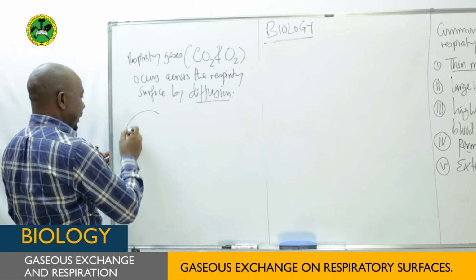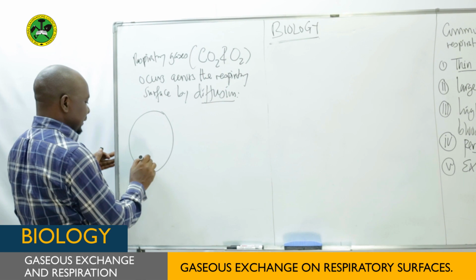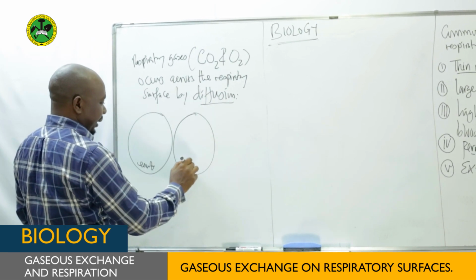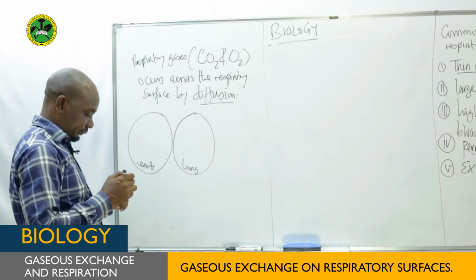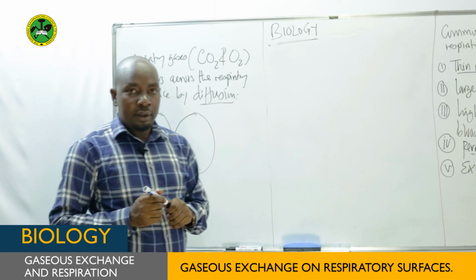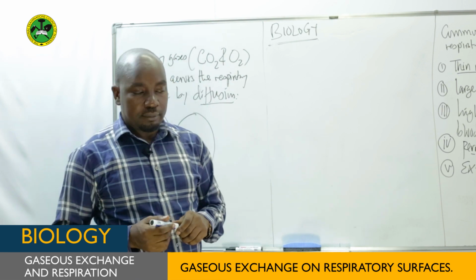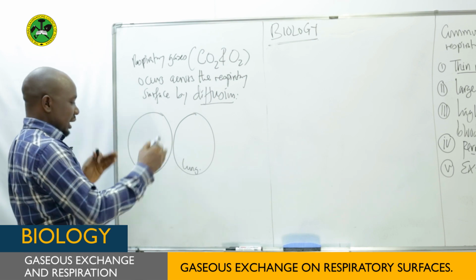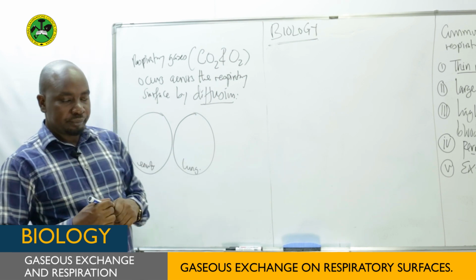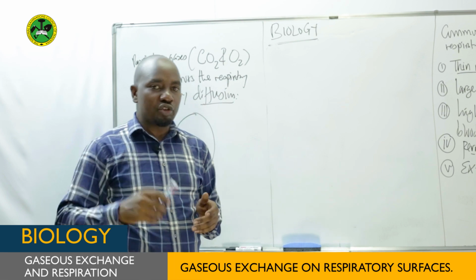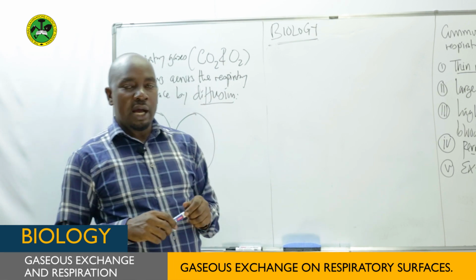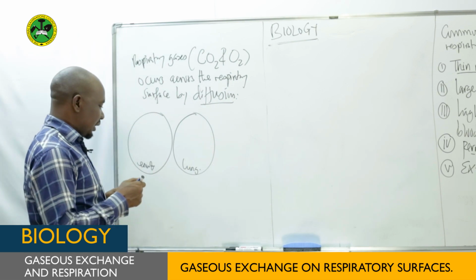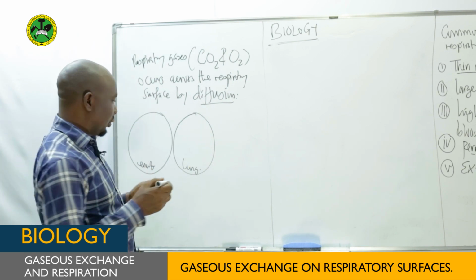Assuming this is the environment, and this is the human lung. The environment, we are talking of the atmosphere. The atmosphere contains a large amount of gases. Apart from carbon dioxide, there are nitrogen, hydrogen, water vapor. But here our concentration will be on carbon dioxide.